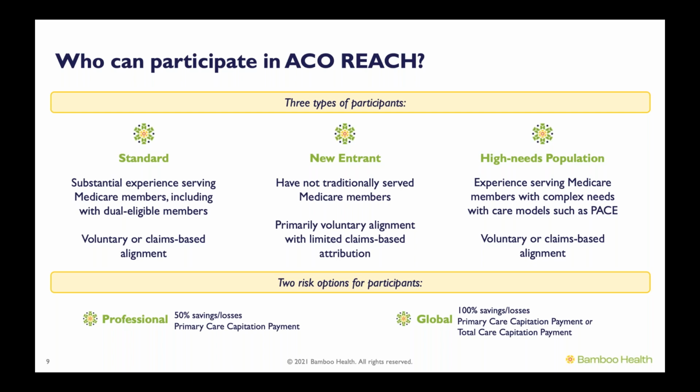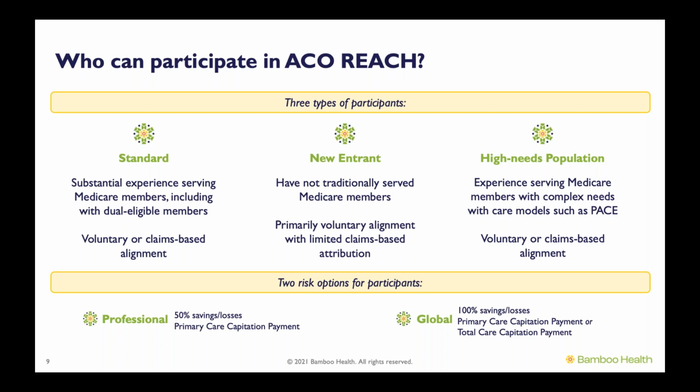And then finally, on the right-hand side here, we see the high needs population ACOs. And these will specifically be organizations that have experience serving original Medicare patients, so similar to the standard track, but they will have experience in serving patients that specifically have complex needs, including in many instances, those dually eligible members. And in this high needs population ACO model, members will be attributed to their ACO through both voluntary and claims-based alignment. And these organizations are expected to employ care models that are tailored to these complex needs patient cohorts, such as through the programs of all-inclusive care for the elderly, frequently referred to as PACE.